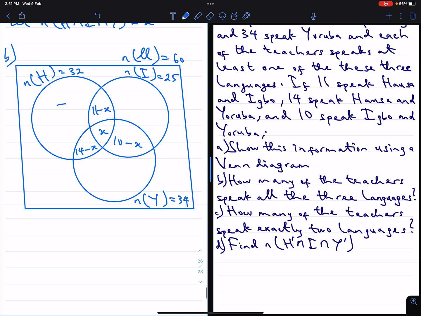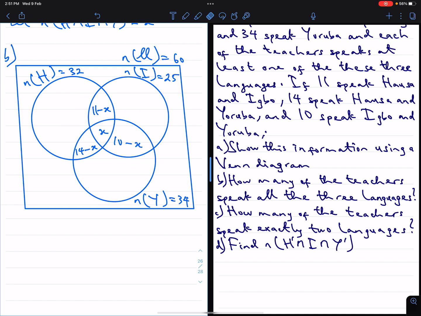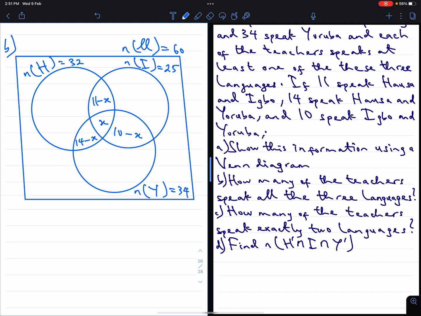So before I find X, I want to find this, which will represent those who speak only Hausa, this part, which will represent those who speak only Igbo, and this part, which will represent those who speak only Yoruba. Now, I know that this part plus this part plus this part plus this part is 32. So that's what I need to find, those who speak only Hausa.